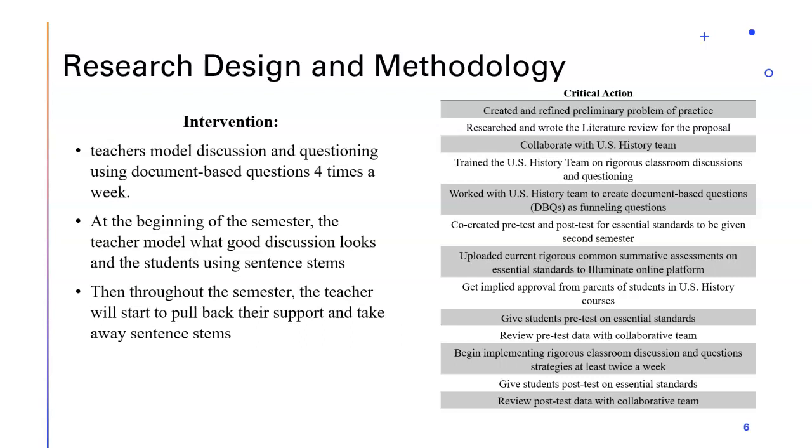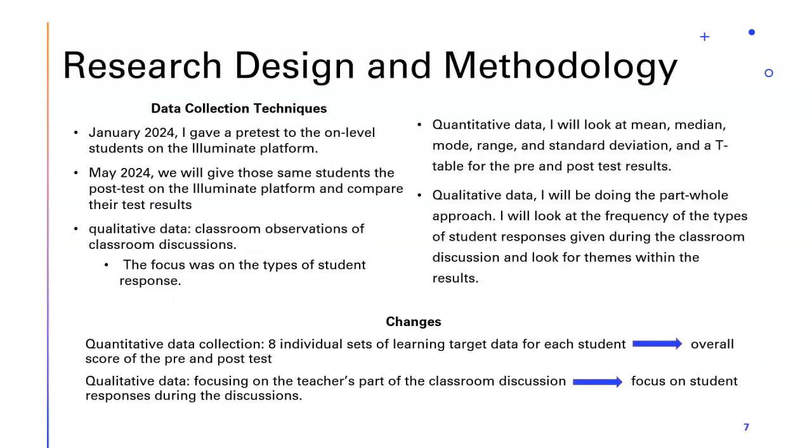to discussion and questioning. The study involves administering pre- and post-tests to on-level students in January and May, respectively, using the Illuminate platform for comparison. Quantitative analysis includes examining mean, median, mode, range, standard deviation, and utilizing the T-table for statistical significance testing. Qualitative data will be gathered from classroom observations focused on student responses during discussions from February to April.